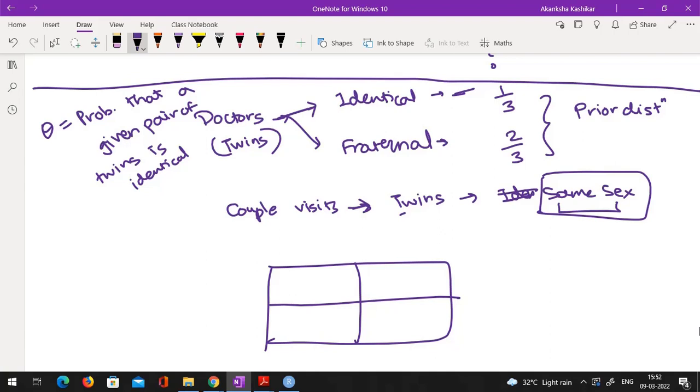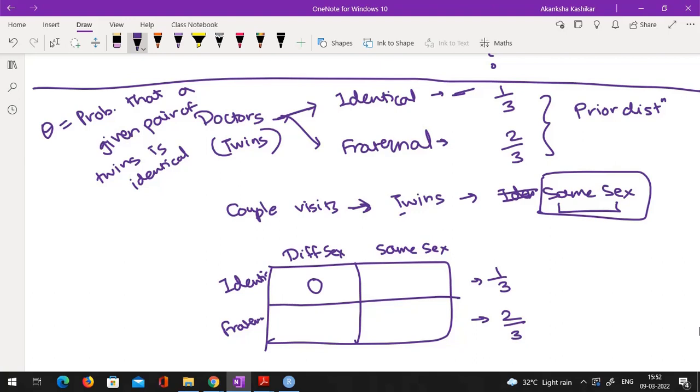Here we have different sex and same sex, and here we have identical twins and fraternal twins. Identical twins cannot be of different sex, so this event has probability 0. The probability of the intersection, identical twins being of different sex, is 0. Now we have only 3 cells to be filled. We already know that identical has probability 1 by 3, and fraternal has probability 2 by 3.